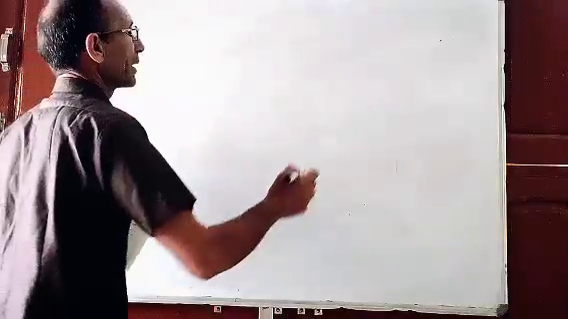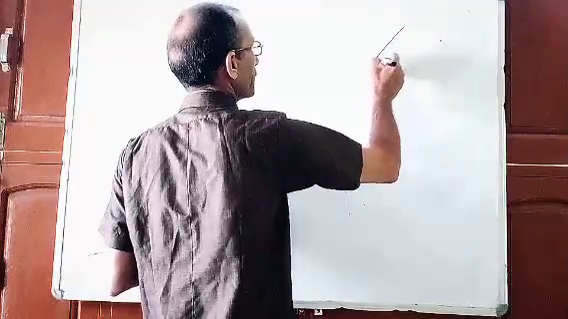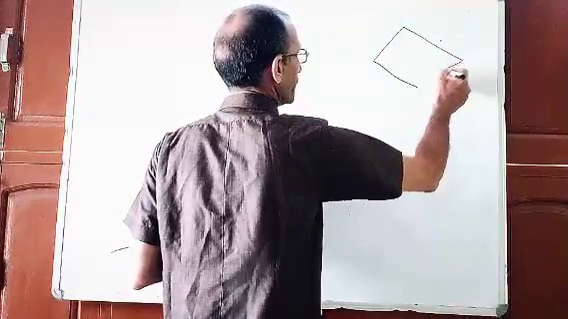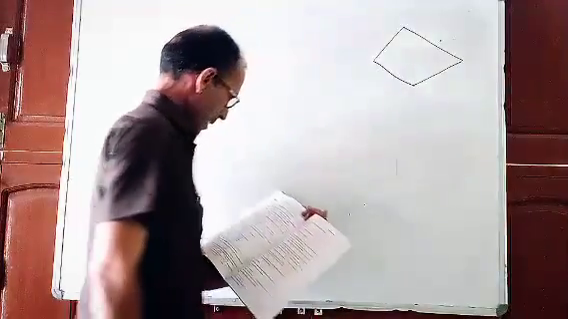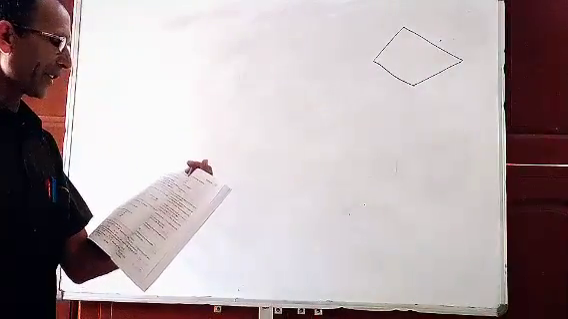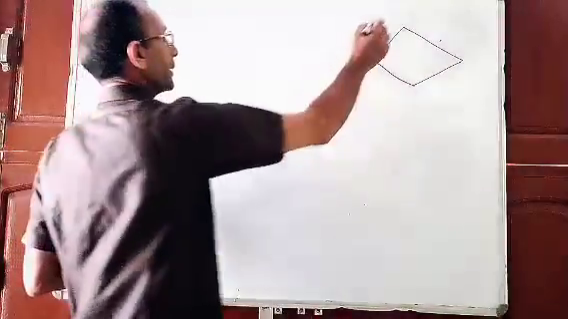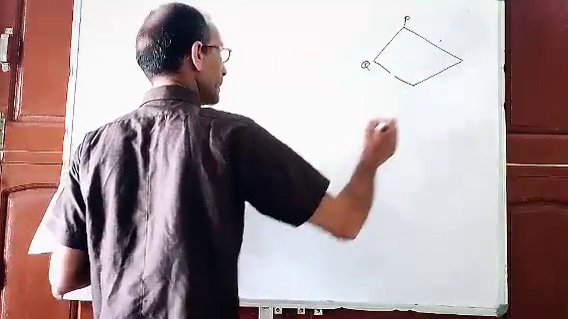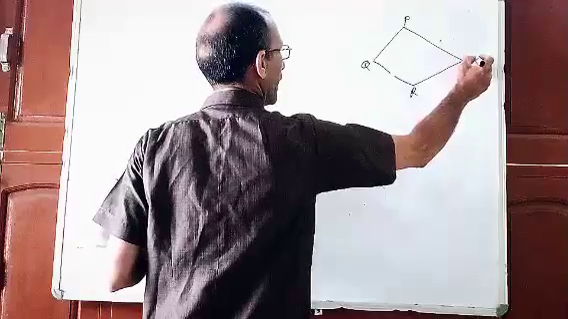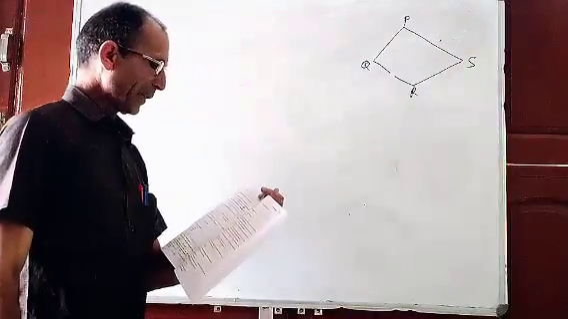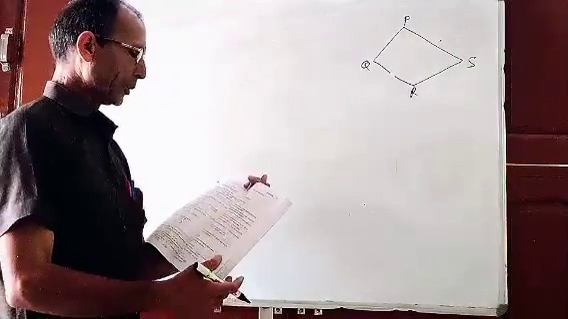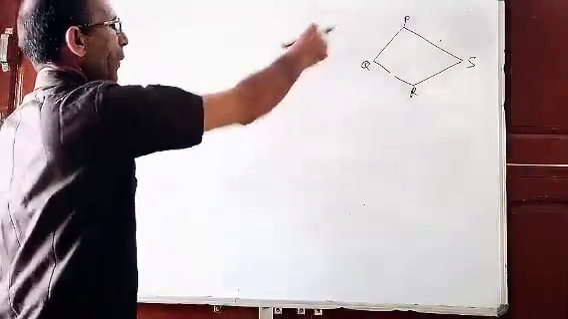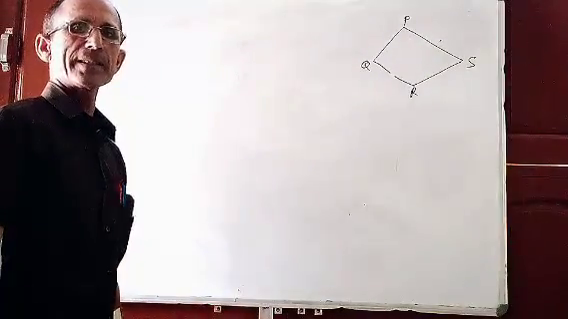In the given figure, this is the given figure. Exercise 7.1 and question number 4. P, Q, R, S. This is the given figure. So from this figure we have to prove the sum of all the angles is 360.